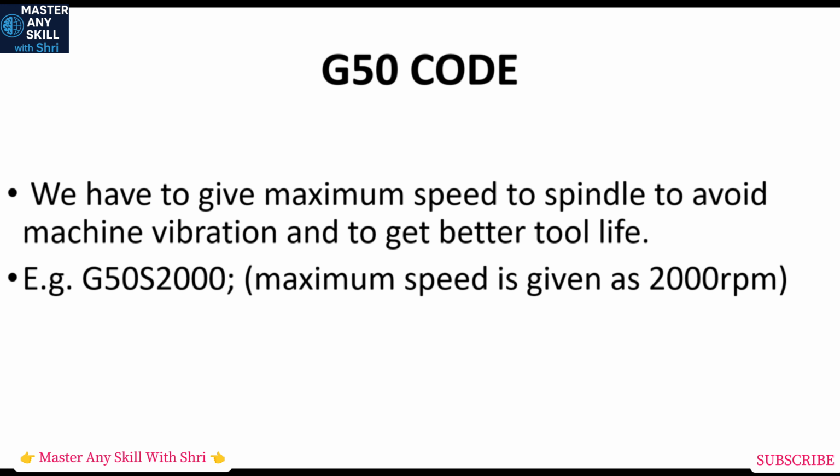It is important to use this code in our program. If you don't use this code, the spindle may rotate at very high speed and this may cause an accident. It's better to use this code as it will reduce machine vibrations as well as increase tool life. So always use this code in our program. I will tell you how to use this code in a program in our standard format topic, but for now just remember that the G50 code is the limit of maximum speed of the spindle.